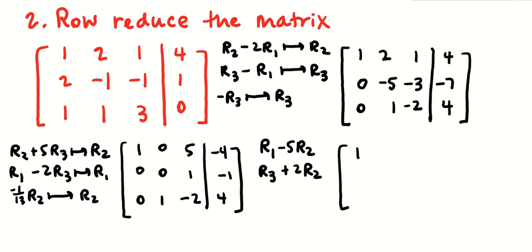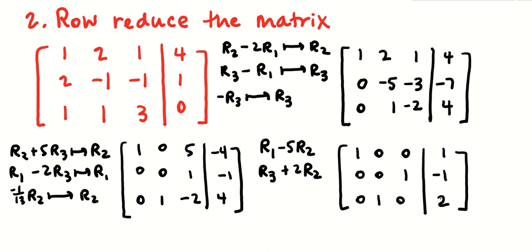So I've got 1, 0, 0. And then I'll have row 1 minus 5 copies of row 2. So negative 4 plus 5 is 1. I have not changed this. And 0, 1, 0. I'm adding 2 copies, so 4 minus 2 is 2. I feel pretty good about that. All right, now we're almost done, right?